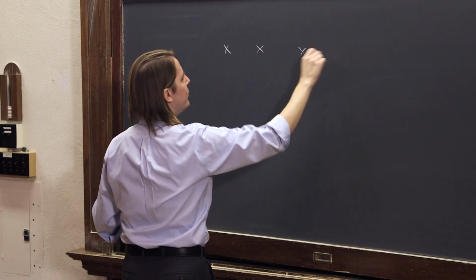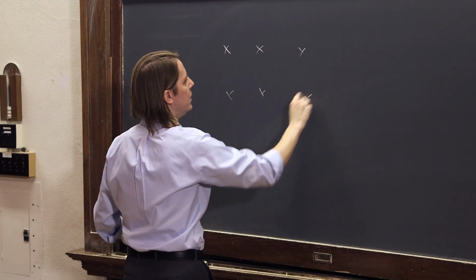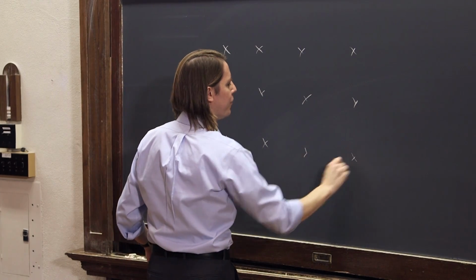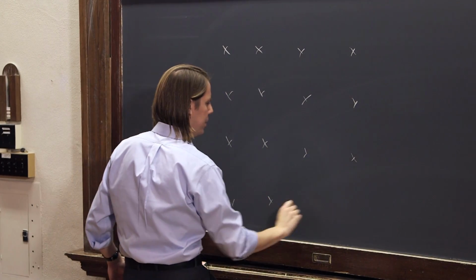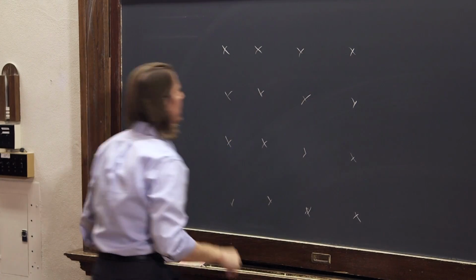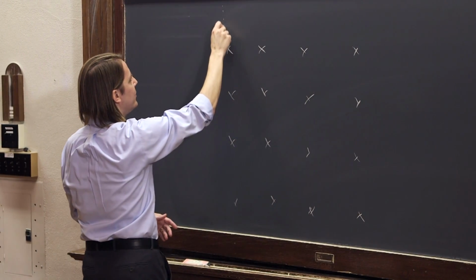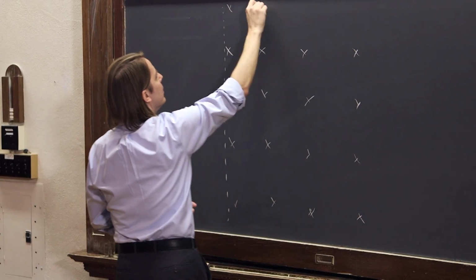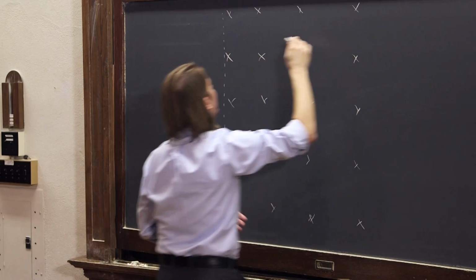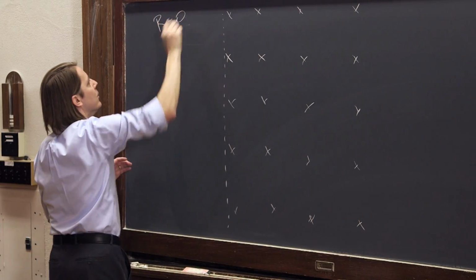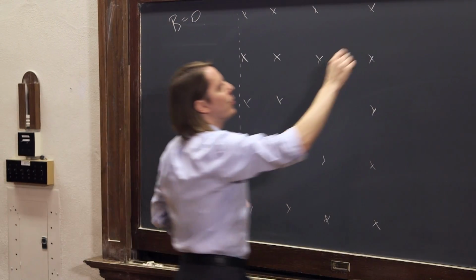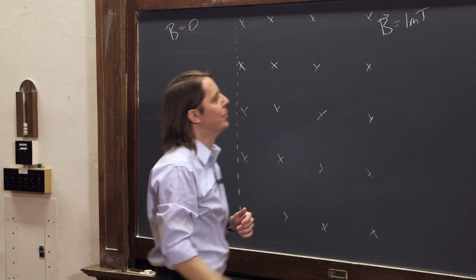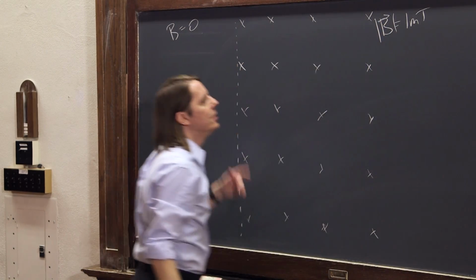Remember how we always draw a field into the board like this. But the uniform field does not exist everywhere. It's only to this side, say, of this dashed line. So on a plane to the right, you've got a magnetic field pointing into the board, and to the left, the magnetic field is 0. Here, we're going to give it a value of 1 millitesla. The magnitude is 1 millitesla. Here, the magnitude is 0.